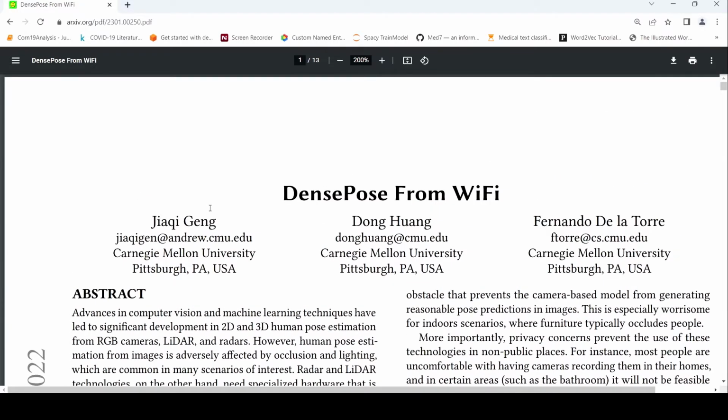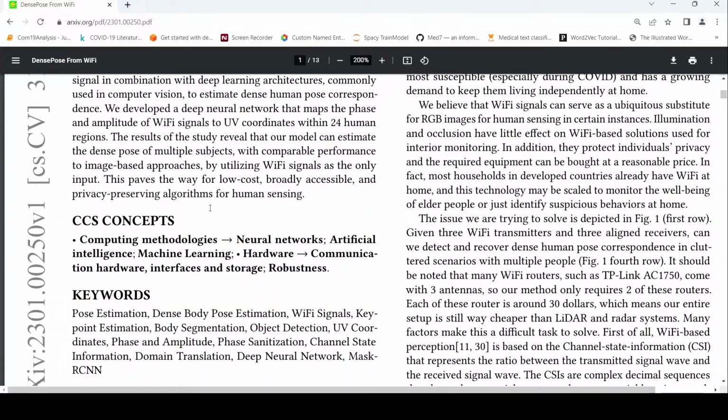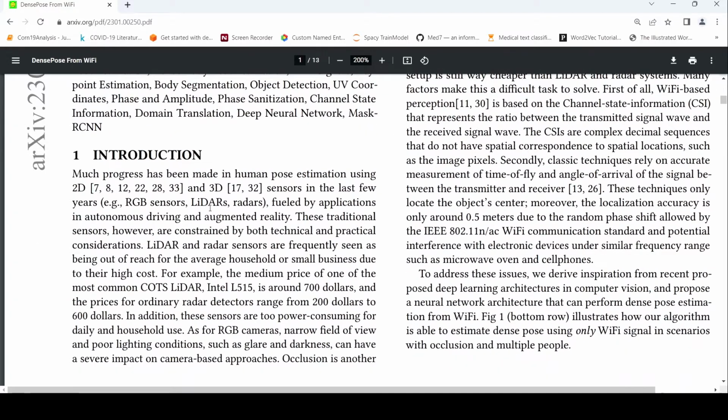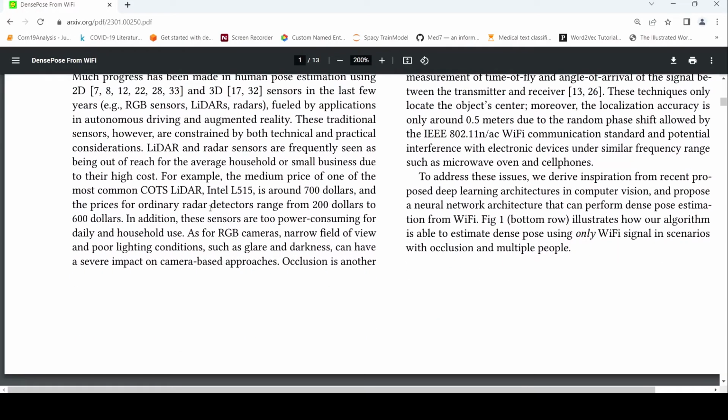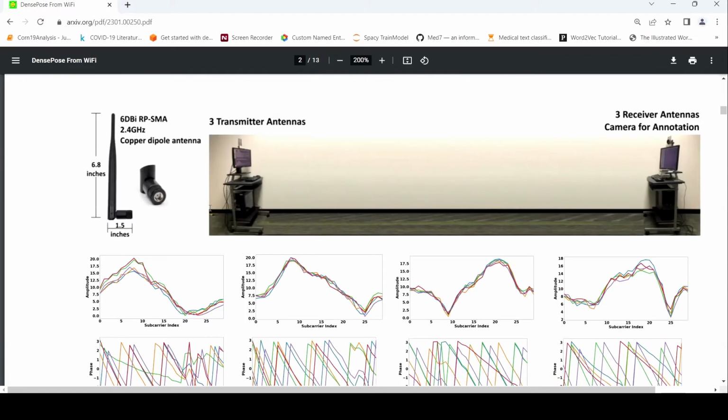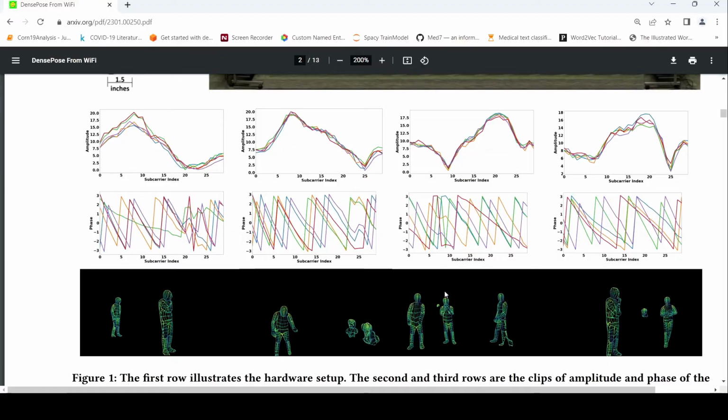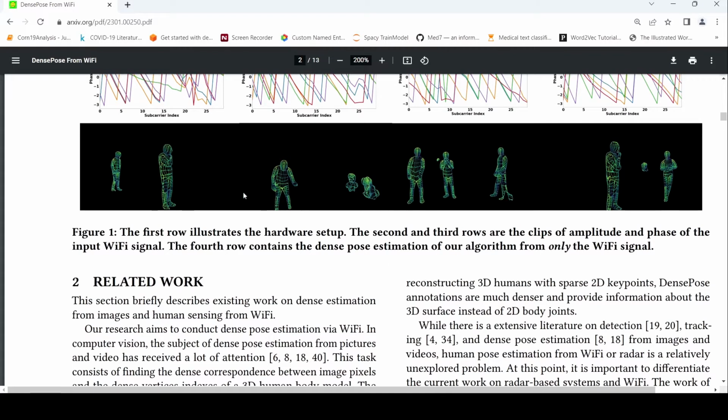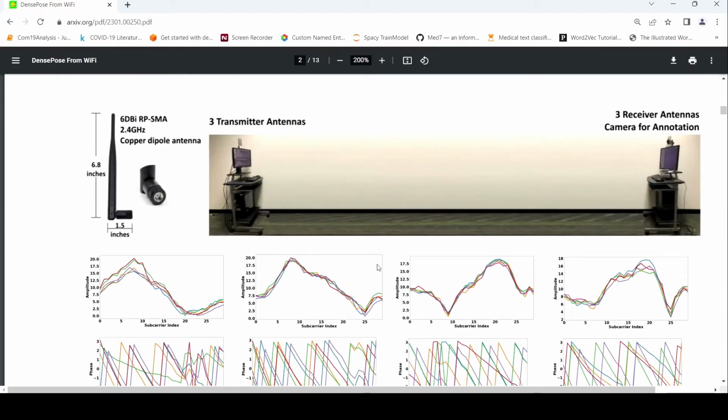So the idea over here is that, instead of using any cameras or lidars or any other kind of radar sensors, just with Wi-Fi signals, if you have a Wi-Fi transmitter and a receiver, can you actually detect the pose of humans? So it's a dense pose estimation, just from the Wi-Fi signal. So it's pretty interesting work over here.